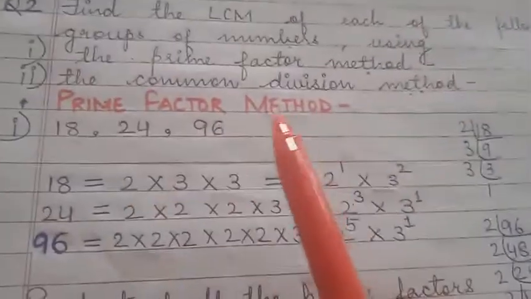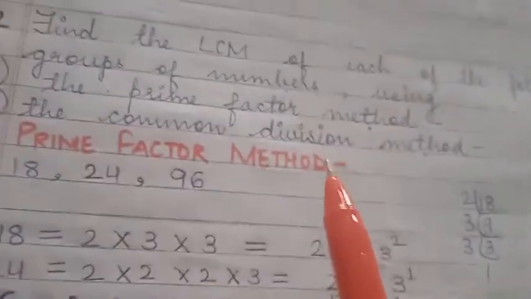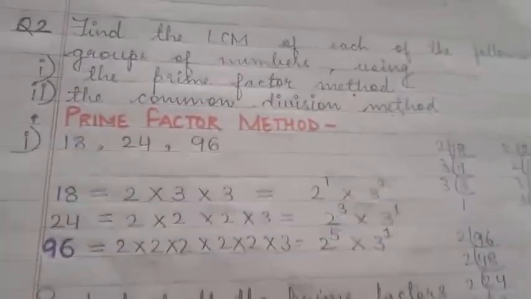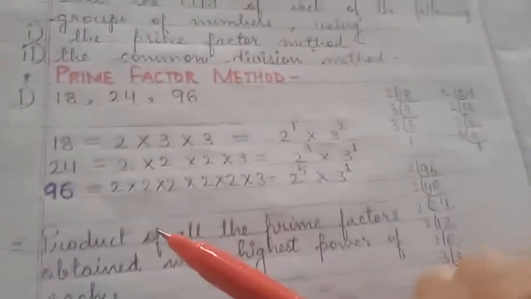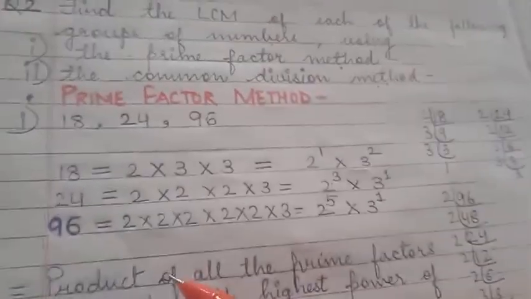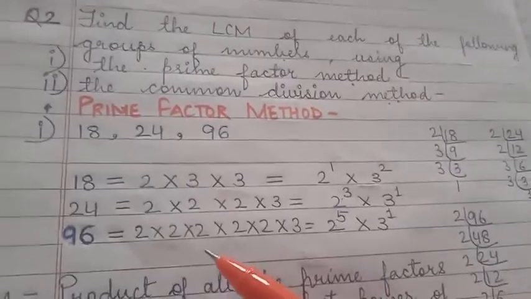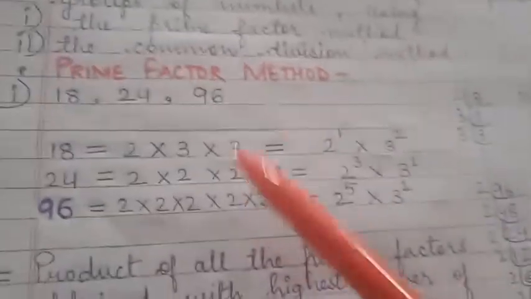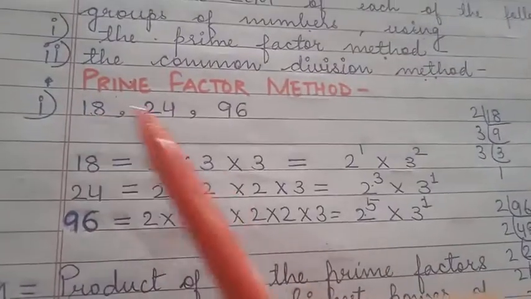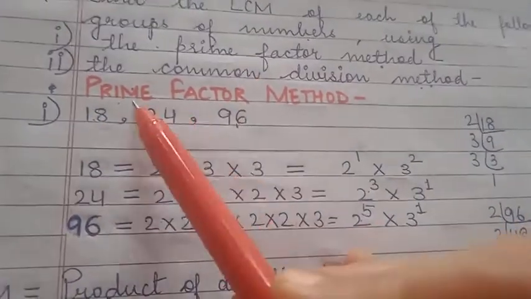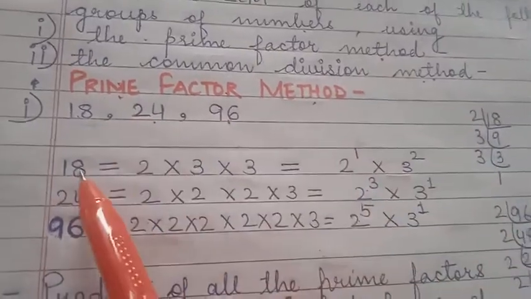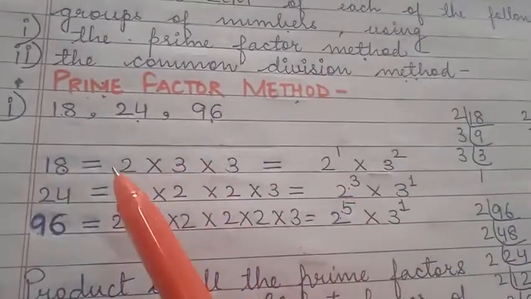Okay. So let us see what the prime factor method is. The prime factor method obviously includes prime numbers. Okay, it is very easy. You should know how to find prime factorization, which you have studied in 5th standard. Don't worry, I am going to explain it here also. So find the LCM of 18, 24 and 96 with the help of the prime factor method. So 18.